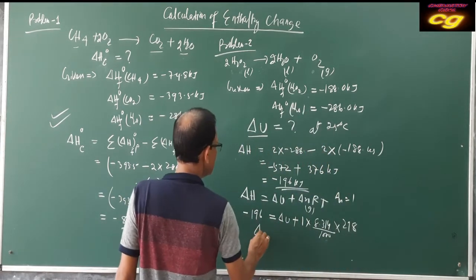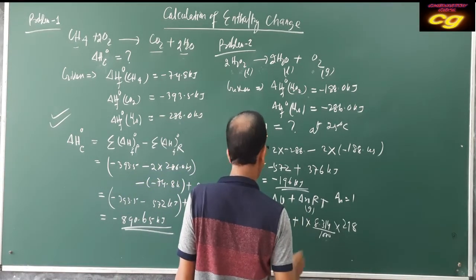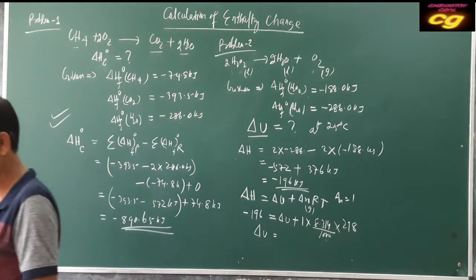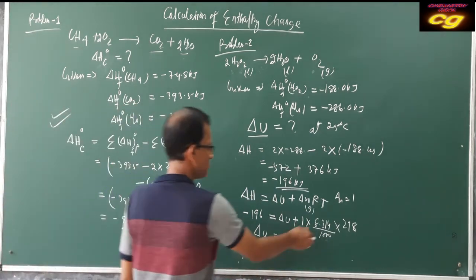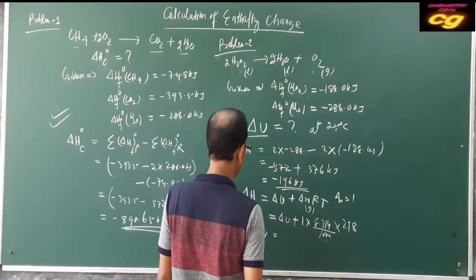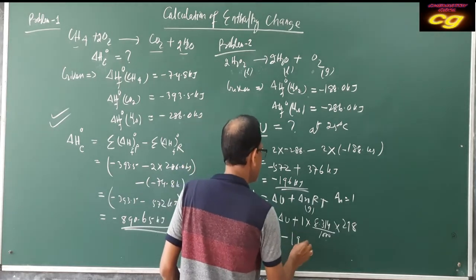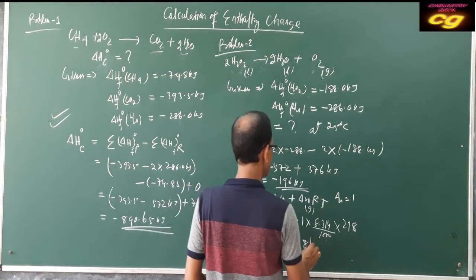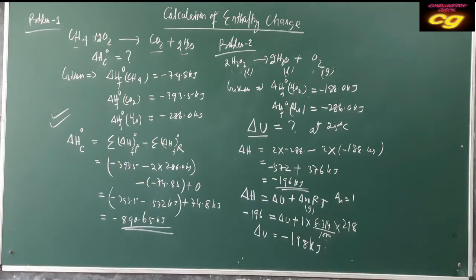So delta U is equal to, it will come to this side. So what is the answer? You calculate. The answer will be, you have to calculate this one. That is minus 198 kilojoules. This is the internal energy change.